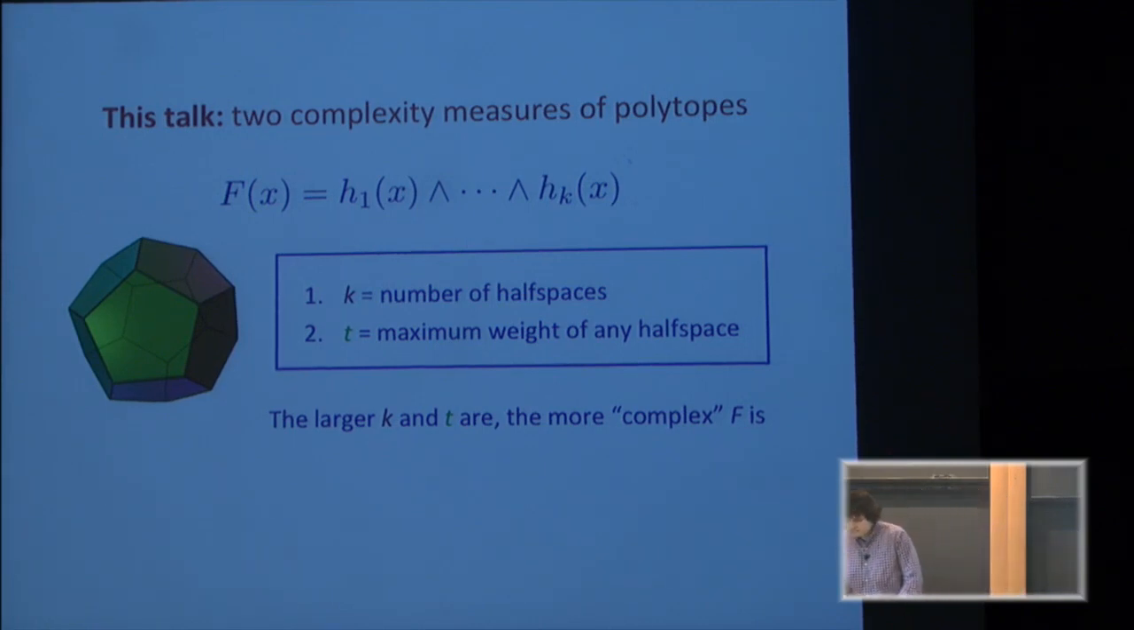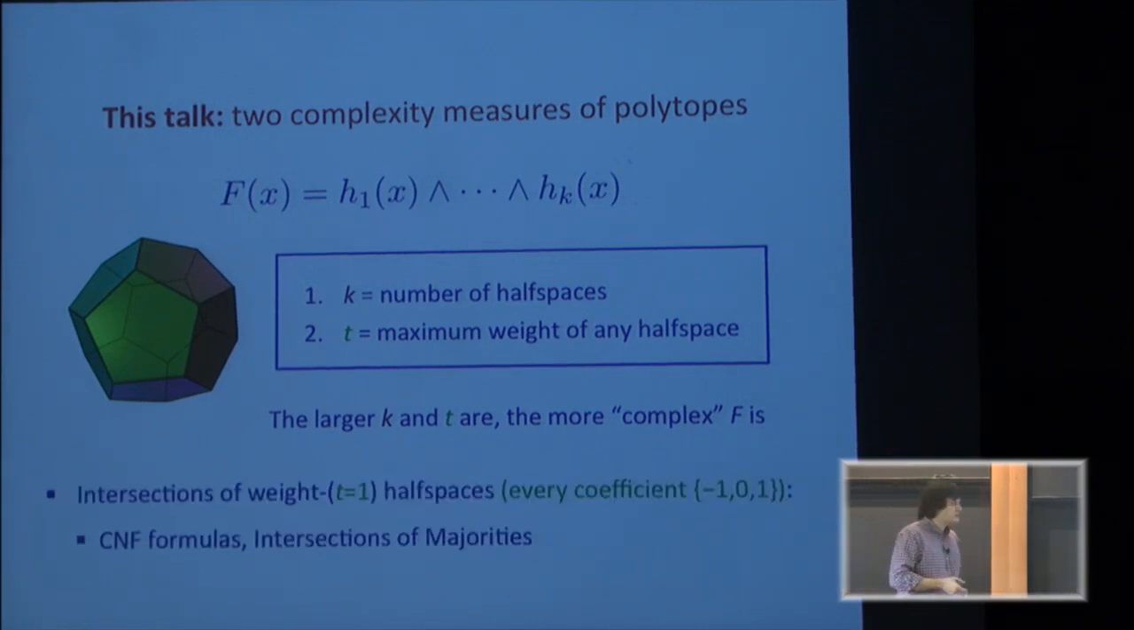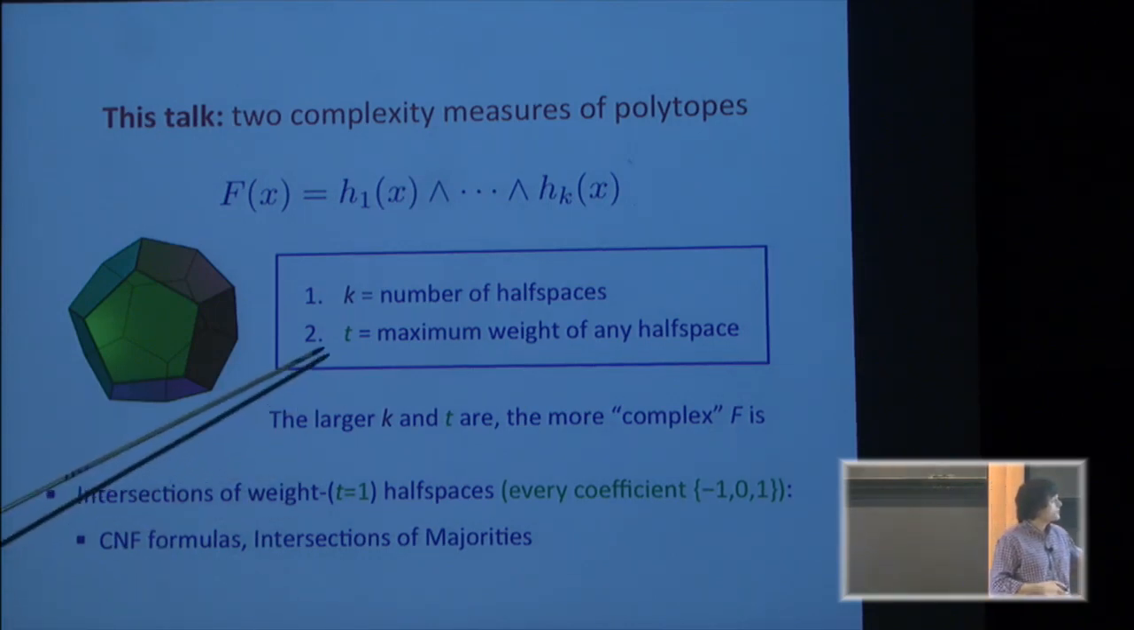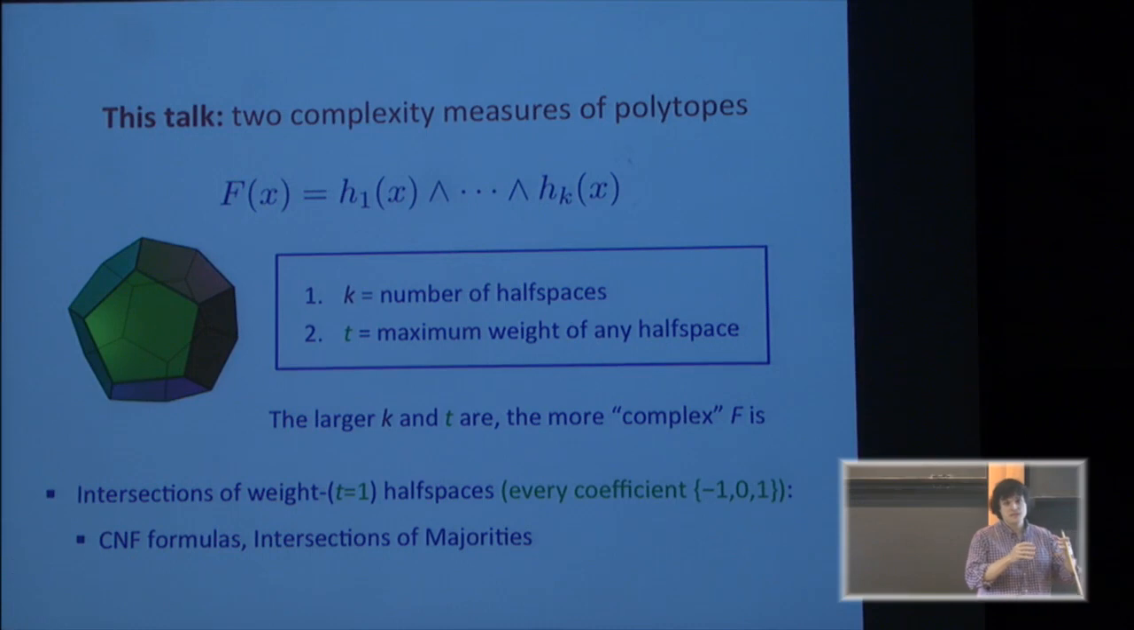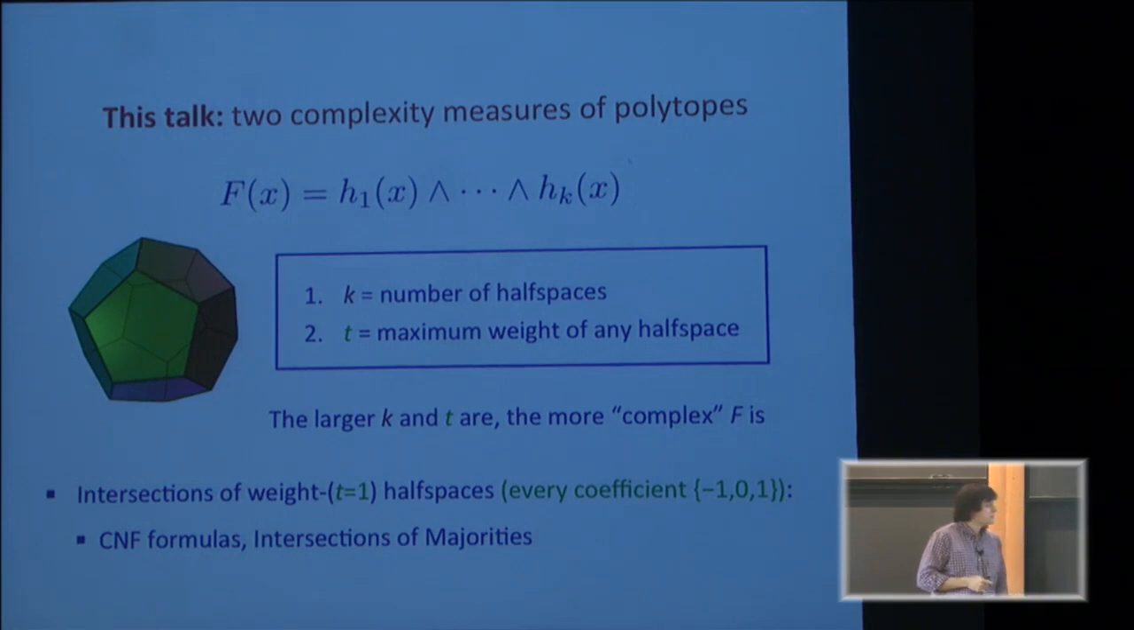Okay? So I should mention, again, because this talk is going to be dealing with situations where t is quite small, in general, like I said, the weight of a half-space could be as large as n to the n. It could be really enormous. But even intersections of half-spaces of weight 1 already capture some pretty non-trivial and interesting functions.